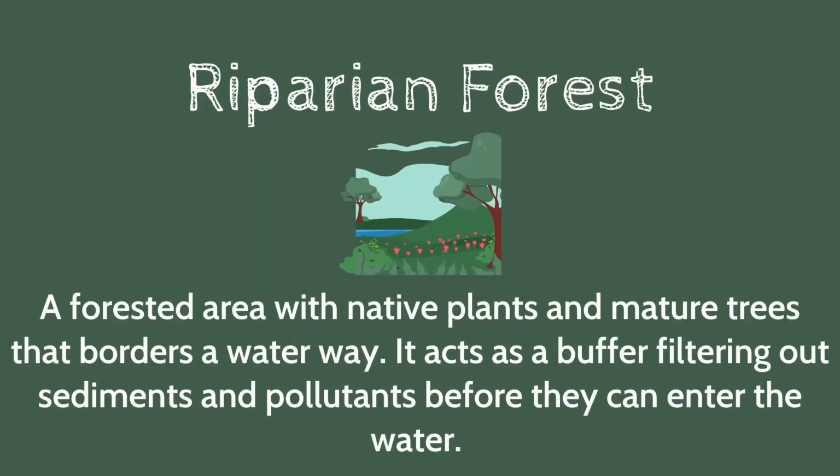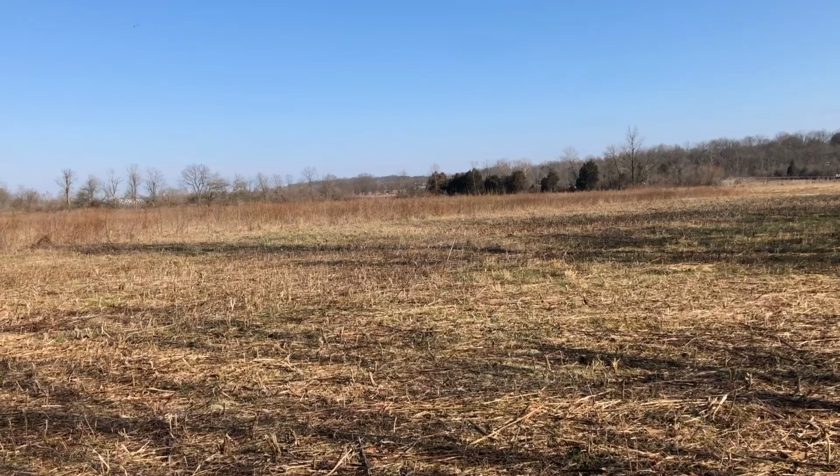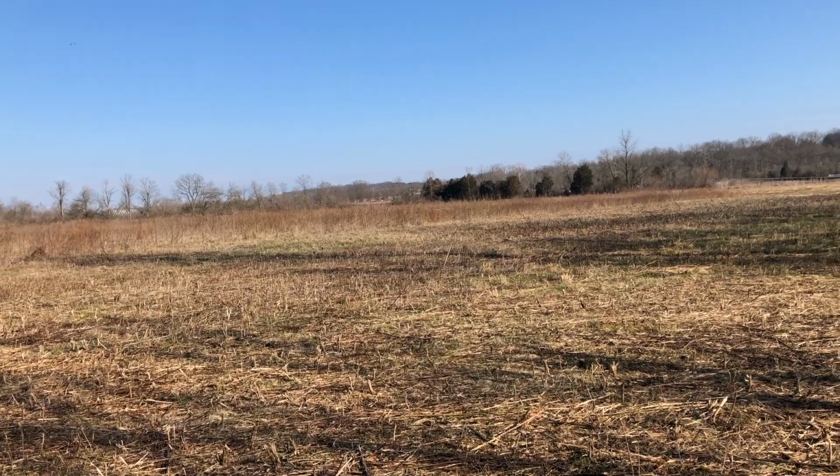So we're specifically going to look at riparian forests, which are areas surrounding a creek that have mature trees, mature plants, and native species. These are really important for water quality in many ways, and that is what we are going to look at today. So let's take a look at this habitat here.